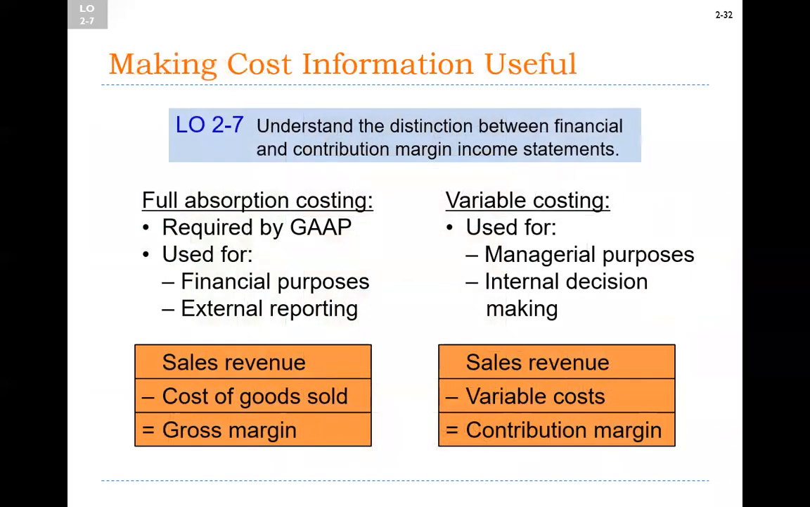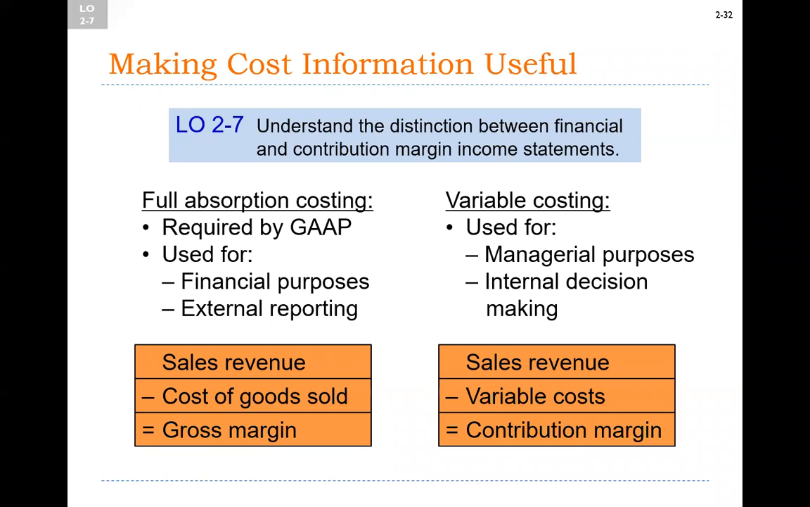Now let's see how this can translate into our financial statements. As I mentioned, full absorption costing. This is the one where I take all of my product costs. This is what is required by GAAP. This is also the gross margin income statement.